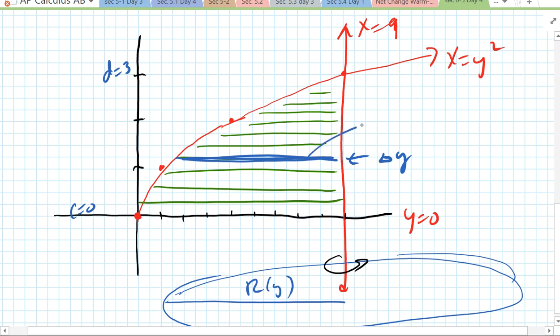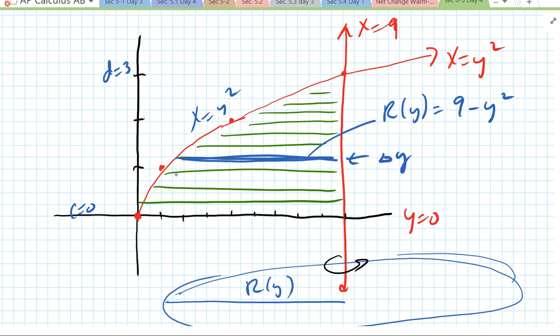So what is big R equal to? Big R is a function of y. What's it equal to? 9 minus y squared. Because this is x equal to y squared. This is 9. 9 minus, because I'm doing right minus left. There is no little r. So you're ready to write the equation, right? Is it that simple? You too can make these that simple. Is it going to take practice?